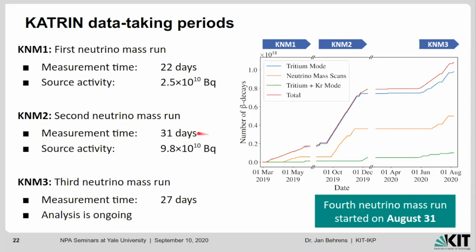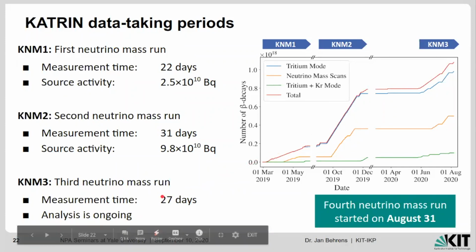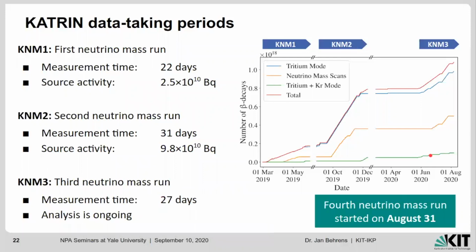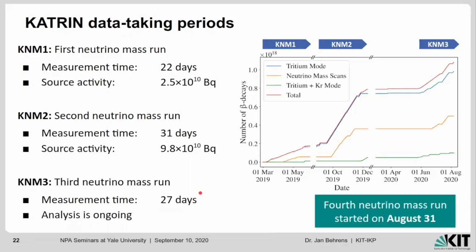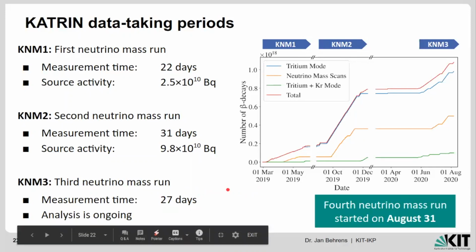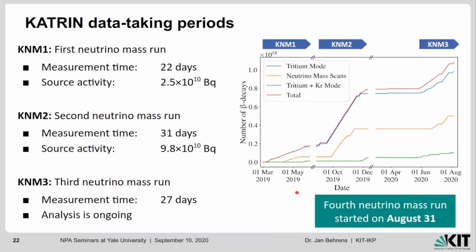Then in the second neutrino mass run, we had a measurement time of 31 days and a much higher source activity. So you can see the source luminosity increases much steeper because of the higher activity. And then the third neutrino mass run was done this summer, just a few months or weeks ago. And here we had a measurement time of 27 days, and the analysis is still ongoing for this run. And then the fourth neutrino mass run has started just earlier this month, or at the end of last month. And so we are now in the fourth neutrino mass data taking period.